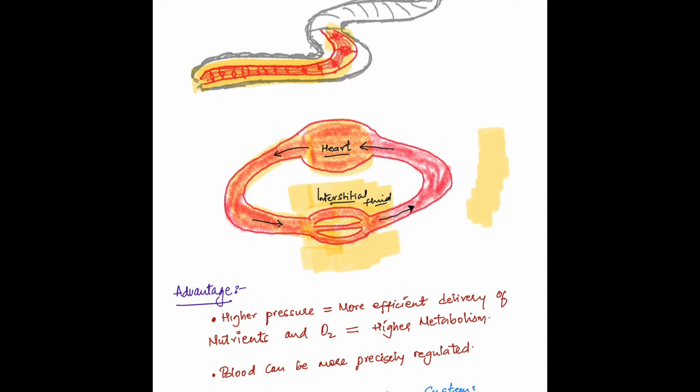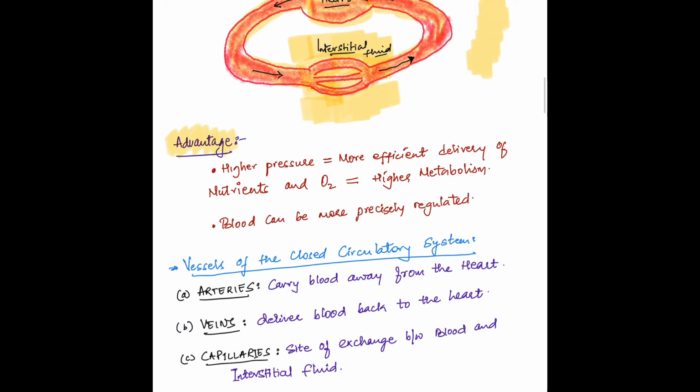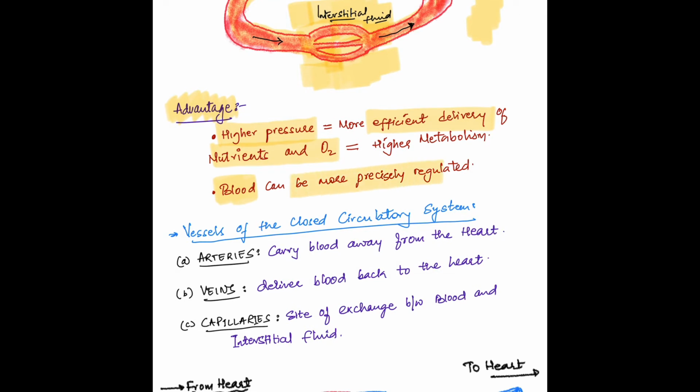In the closed circulatory system, blood does not go out of the blood vessels. It keeps circulating inside the blood vessels. Advantage of the closed circulatory system is that it is a high pressure system. Therefore, there is more efficient delivery of nutrients, oxygen, etc. And flow of blood can be precisely regulated.